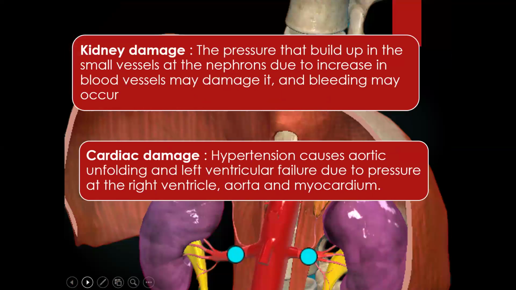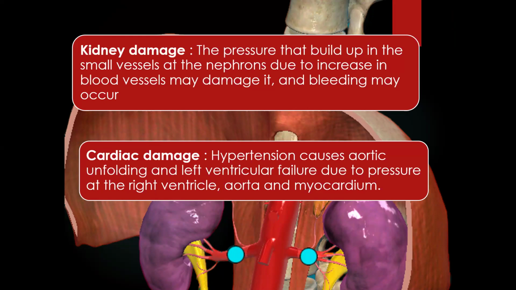Kidney damage: the pressure that builds up in the small vessels at the nephron. The nephron is the functional unit of the kidney. It is located here. That's what does the work. So the pressure that builds up in the small vessels at the nephron may damage and lead to destruction of the nephron.